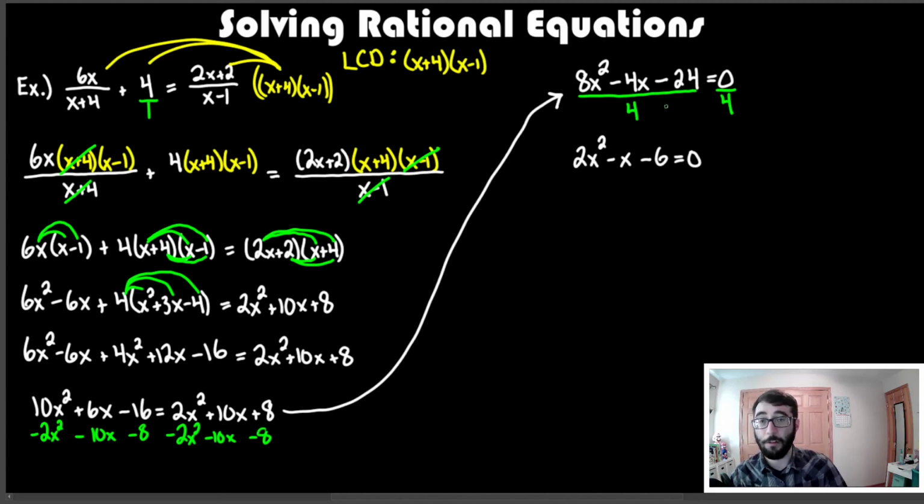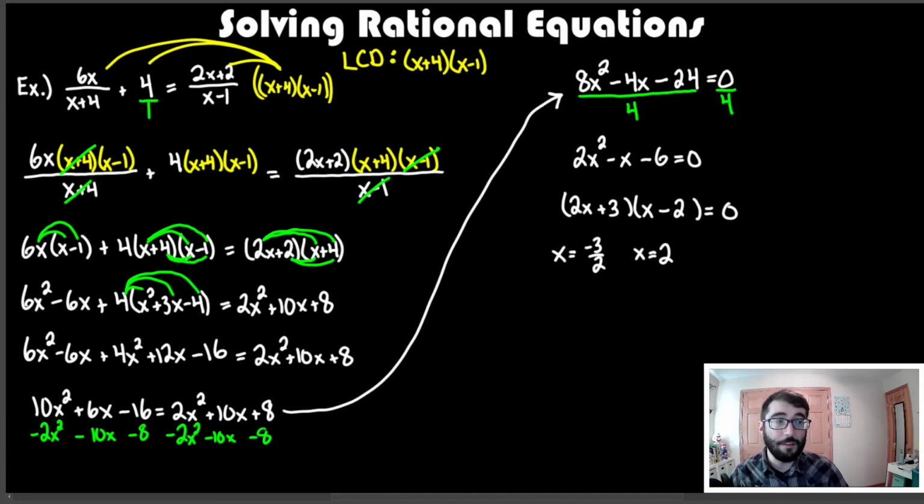You can factor this as is. It's just going to be miserable. That's just something that comes with a lot of practice. So I get a much more simplified equation here that I can quickly solve by factoring, and I get my solutions of -3/2 and +2.